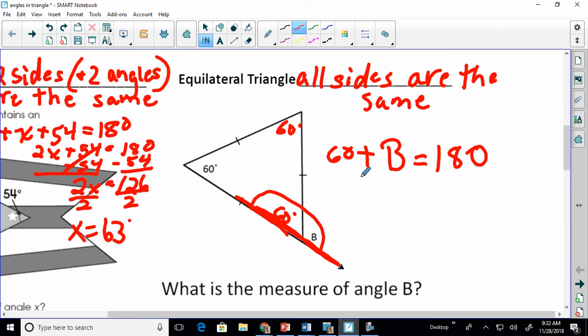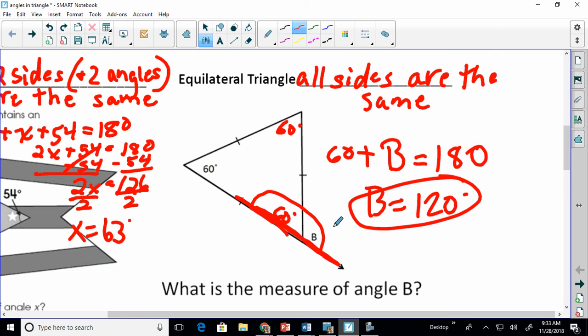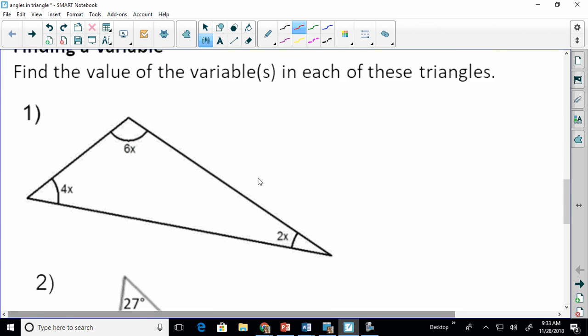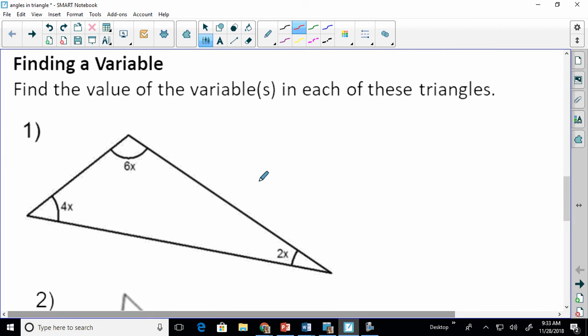So I need to subtract 60. So I would get that B is equal to 120 degrees. And that makes sense because it's obtuse. That's bigger than 90 degrees. 120. Okay. A little bit more difficult here on these bottom ones.